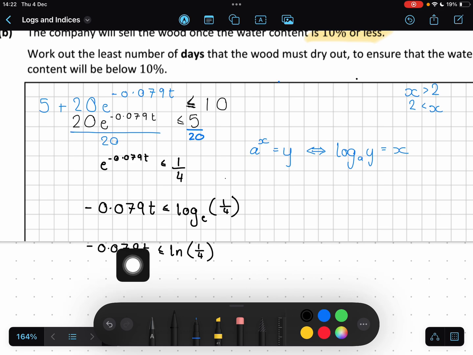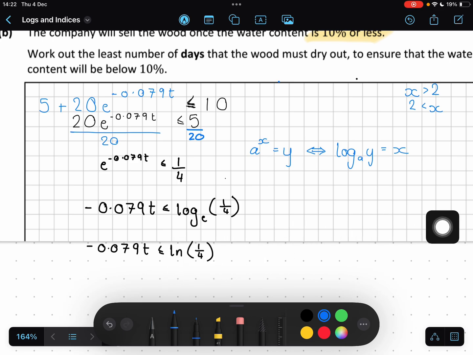Now I am looking for t. There is still something in the way of having t on a side by itself. It is multiplying it, so I can divide across. I could put ln of 1/4 into my calculator, but it's going to give me a really long decimal, and I don't want to write out all the decimal places. So I'll probably just leave it as ln 1/4 until the very end.